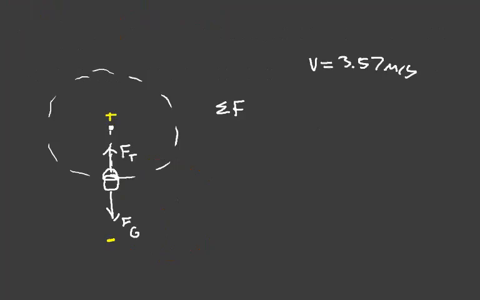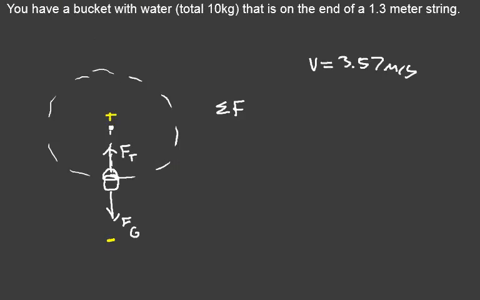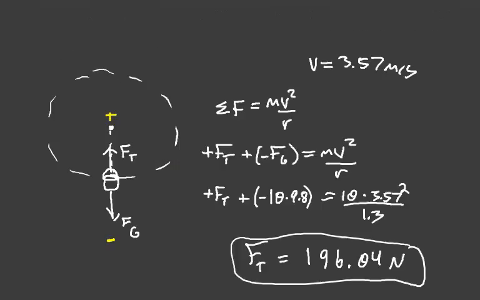All right, so force of tension in the middle, force of gravity down. So we have the positive force of tension plus the negative force of gravity, and we should get 196.04 newtons for that one there.